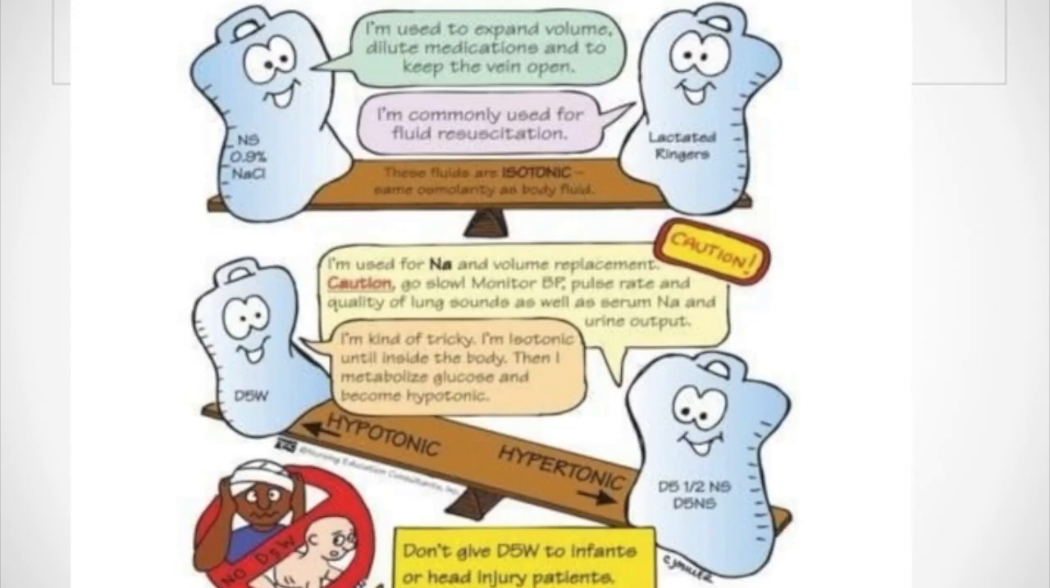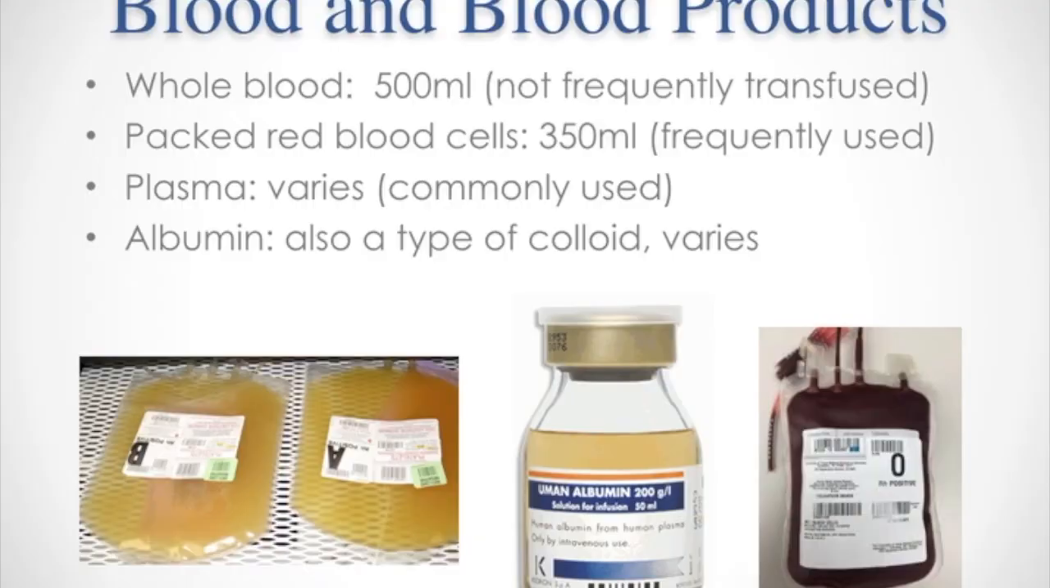This slide is just a little bit of a picture of the different fluids and what they're used for to help you with that. Just to touch base on blood and blood products again. We use these only when necessary, and typically the type that we give is packed red blood cells. It's more frequently used than whole blood. We can also give plasma, and we can also give albumin, which is a type of colloid.